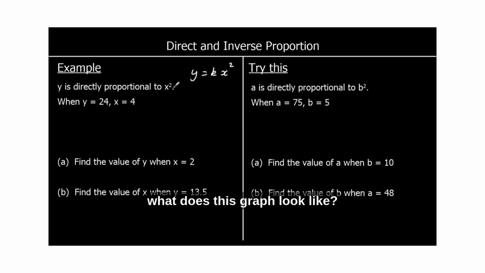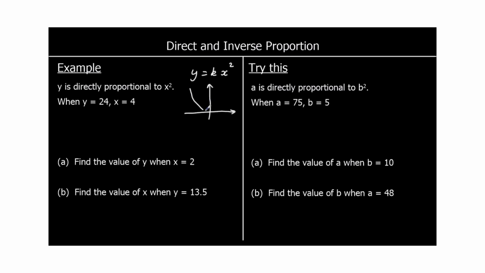Now what does this graph look like? It's an x squared graph that goes through the origin. So it looks like this. So the relationship is y is something times x squared.